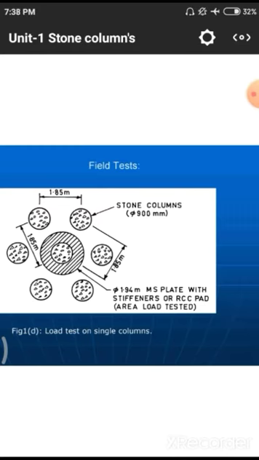All of these things we need to maintain to a particular scale, otherwise there may be some eccentric patterns. Due to the eccentric patterns there may be a huge dissipation of the force from one particular column only. Load test on single columns we need to do.